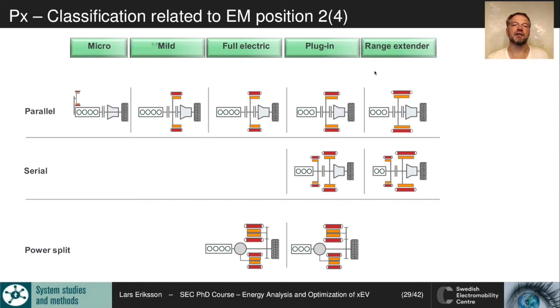With the range extender, we are designing the vehicle for mostly electric drive, but we add a combustion engine to increase the range so that we can cover up the limited range of the battery electric vehicle, but we can have a quick refueling thanks to the power that's inside the chemical energy of the liquid fuel.